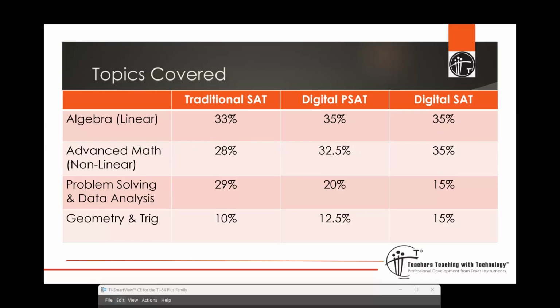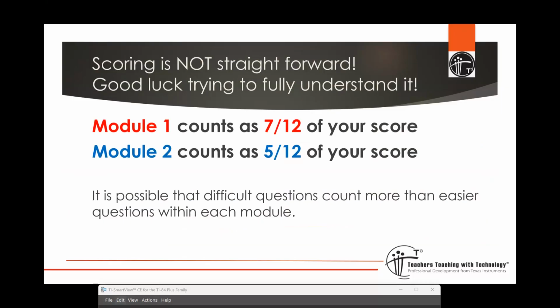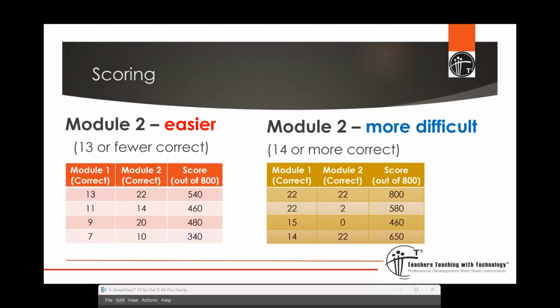Right. And in terms of the two modules themselves, this is kind of the way they weight it out. Everyone's taking the same first module, everyone that takes the test, and that's worth over half of their score. And then, like Scott said earlier, depending on how they're doing on that first module, if they're doing really, really well, they're going to get the second module that's more difficult. That second module is worth 5/12, so a little bit less than half of it. And I think we've actually got some breakdowns. Yeah, we have some breakdowns of scoring, right?